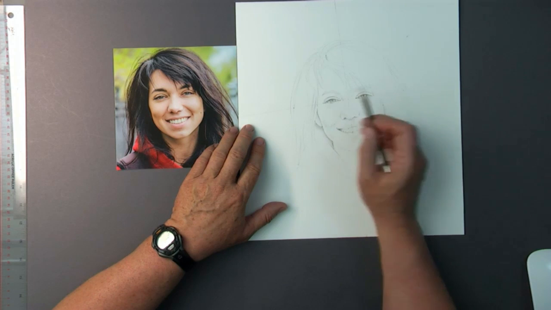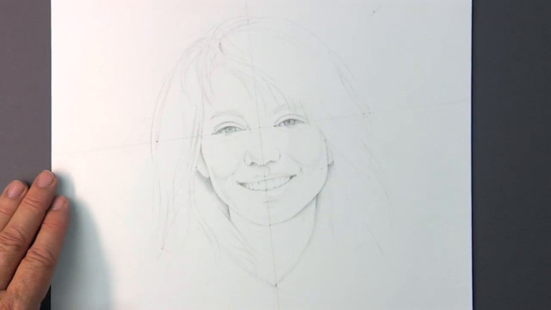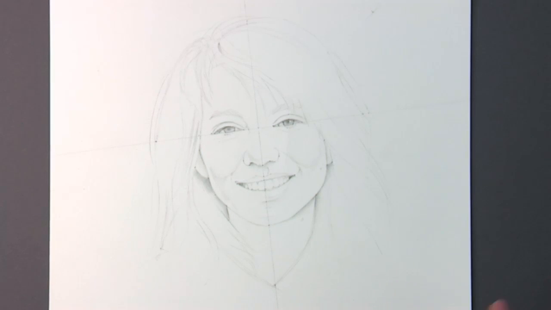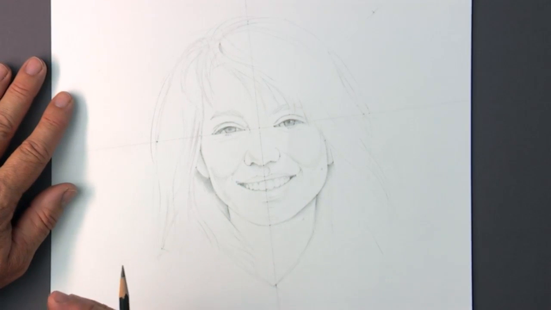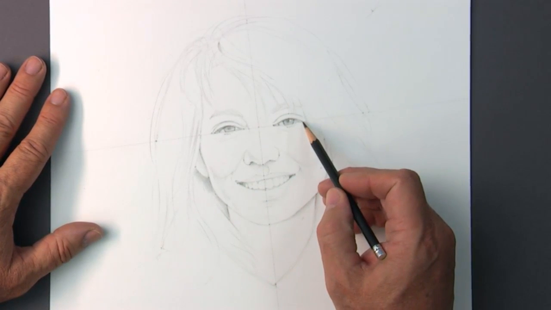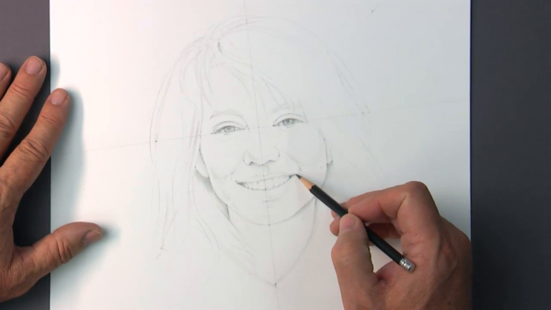So let's go ahead, and I'm going to answer a couple more questions here. And one of them is, can this method be used after the drawing is started? Well, I just showed you one of the ways. I can come in and verify an angle. I can maybe say, you know what, I wonder if this does line up with this one. It doesn't have to be just this side of the mouth, but it can be.